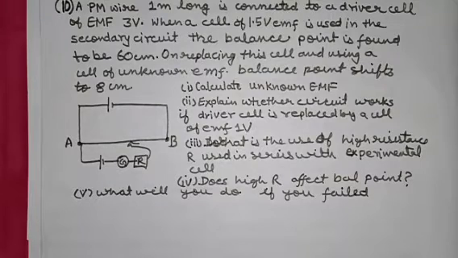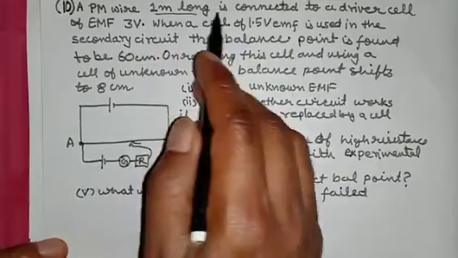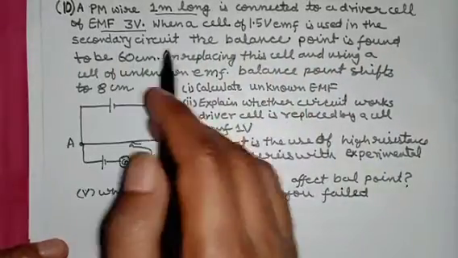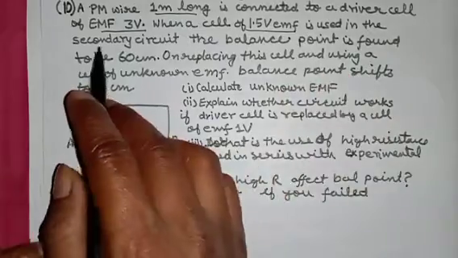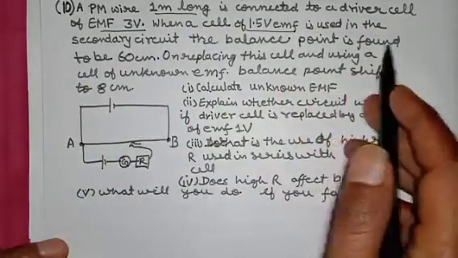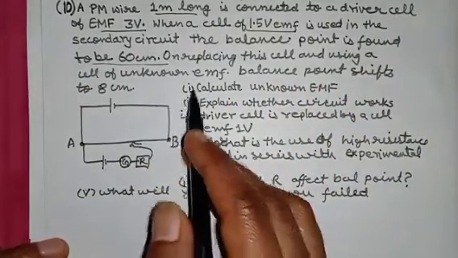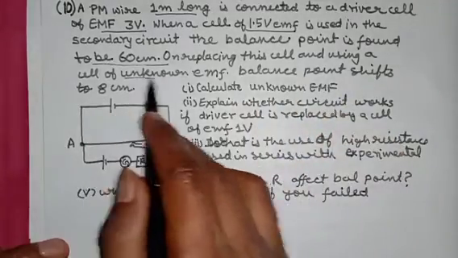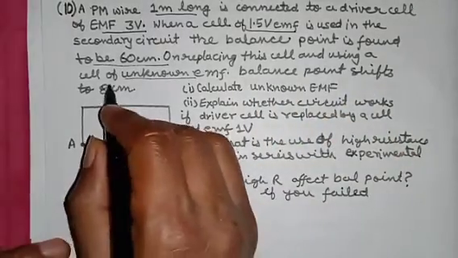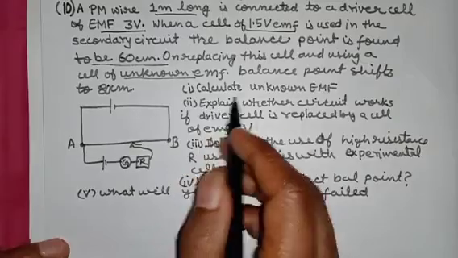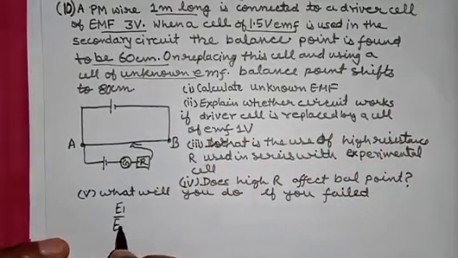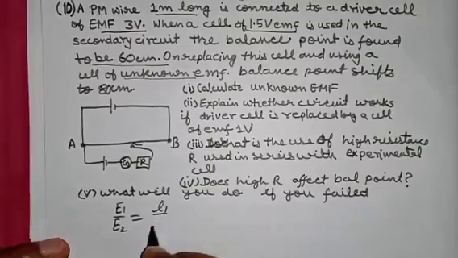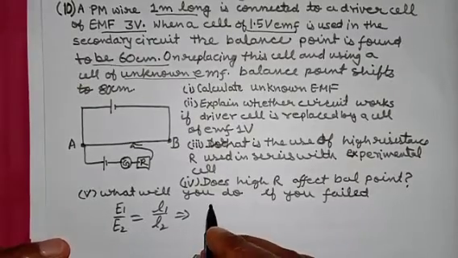Yeah, of course. So a potentiometer wire 1 meter long is connected to a driver cell of 3 volt. When a cell of this much is used in the secondary circuit, the balance point is found to be 60 centimeter. On replacing this cell with an unknown cell, the balance point shifts to 80, I guess. So calculate the unknown EMF. Very simple question. E1 upon E2 is equal to L1 upon L2. That's all. E1 is 1.5.